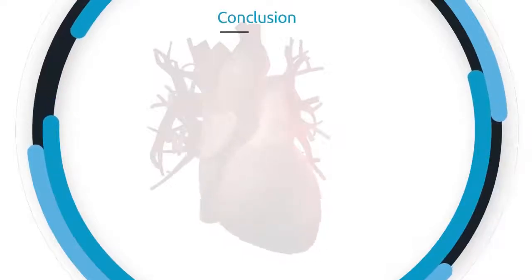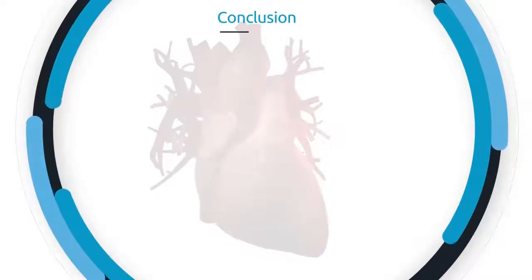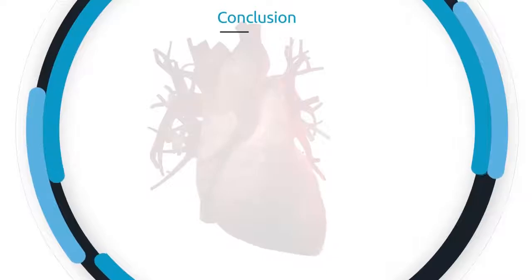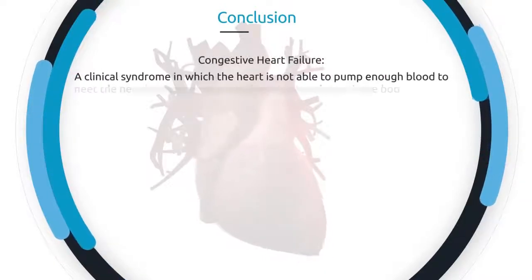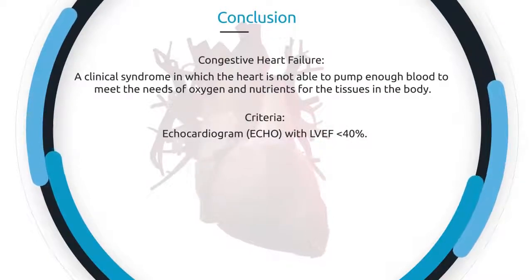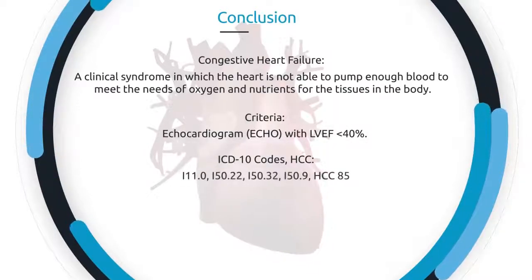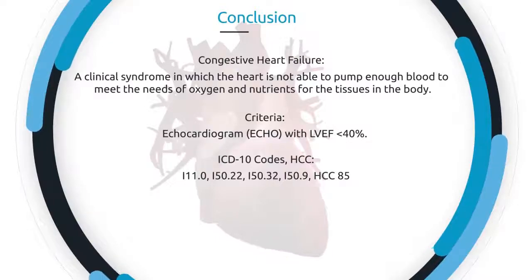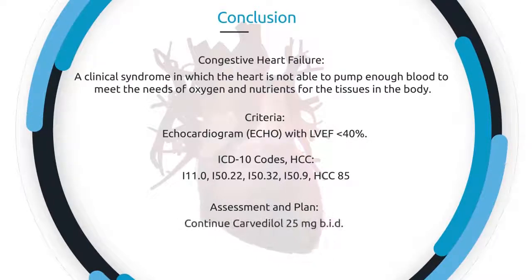We have reached the end of our short refresher course on congestive heart failure. We gave you a short introduction to CHF, reviewed the criteria for the documentation of congestive heart failure, identified the specific codes and HCC category pertaining to the disease, and finally discussed the assessment and plan for the diagnosis of CHF.